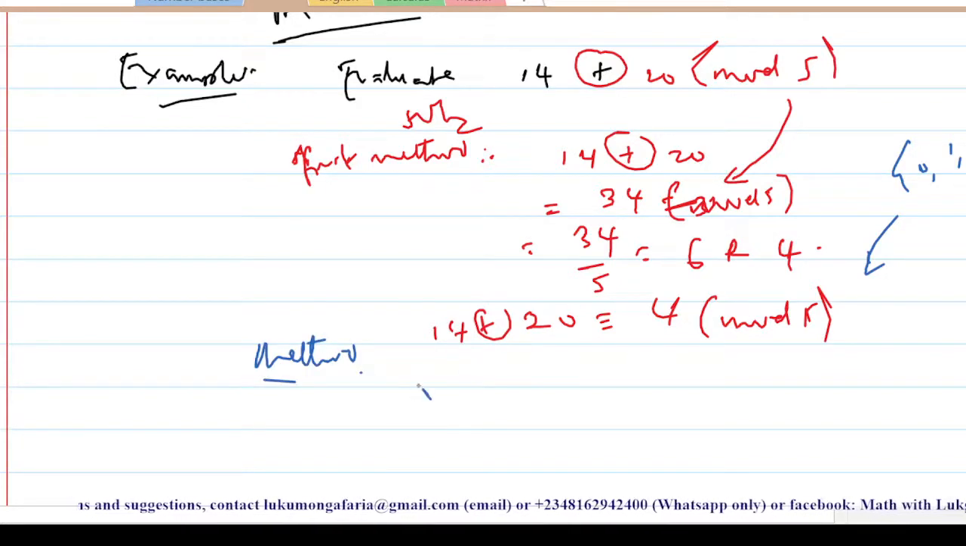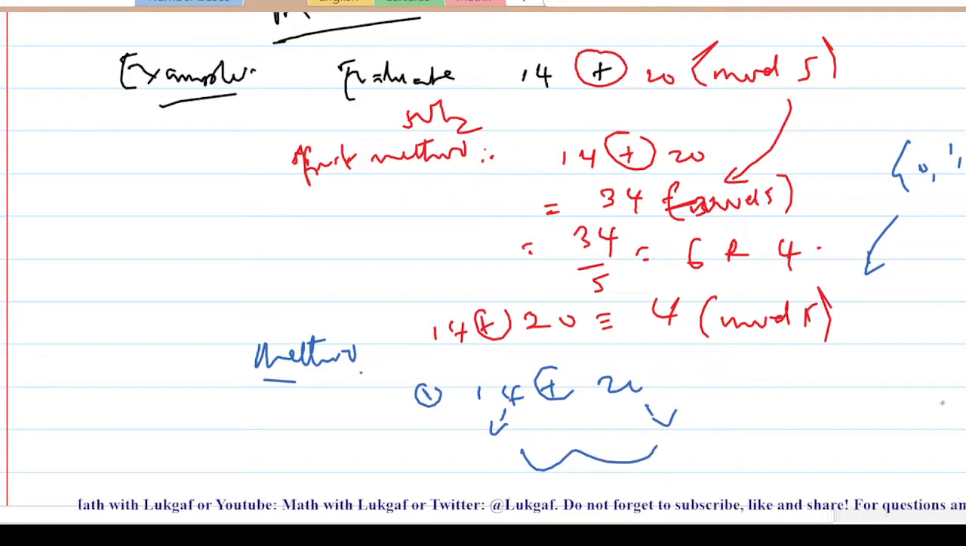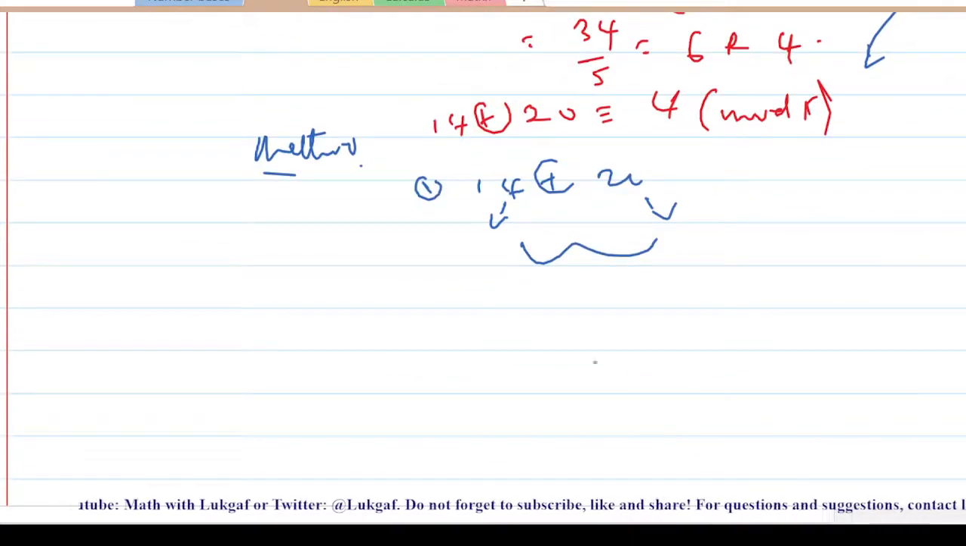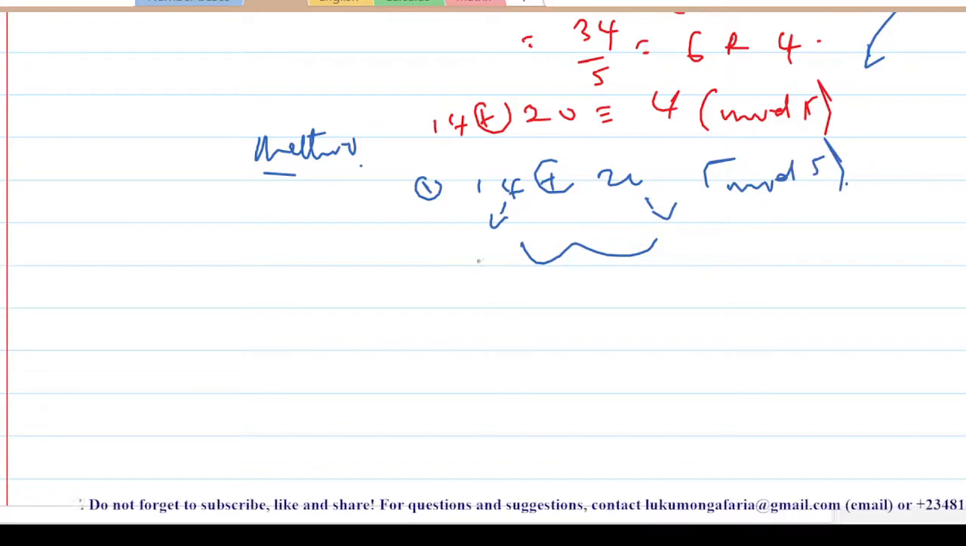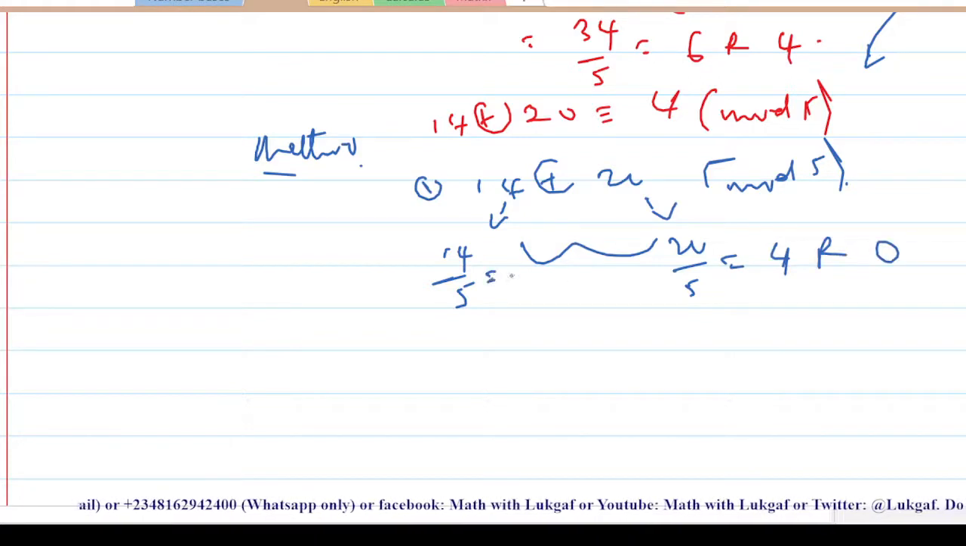Another method you can use is the second method. I have 14 plus 20. What you can do is convert this to modulo 5, convert this to modulo 5, and then at the end of the day you add the two together. So 14 in modulo 5 will give me what? 14 divided by 5, and 20 divided by 5. Don't forget you have to write the remainder. This will be 2, remainder 4, and this will be 4, remainder 0.